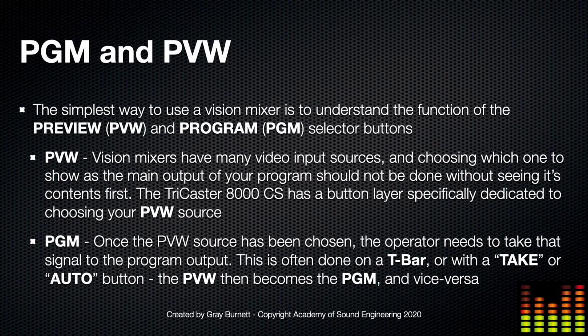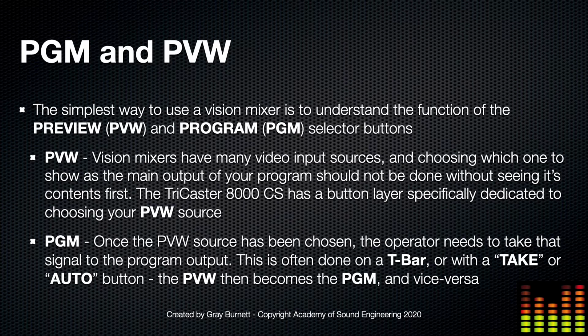The simplest way to use a vision mixer is to understand the function of the preview and program selector buttons. For preview, the vision mixers have many video input sources, and choosing which one to show as the main output of your program should not be done without seeing its contents first. The TriCaster 8000 CS has a button layer specifically dedicated to choosing your preview sources. For program, once the preview source has been chosen, the operator needs to take that signal to the program output. This is often done on a TBar or with a take or auto button. The preview then becomes program and vice versa.